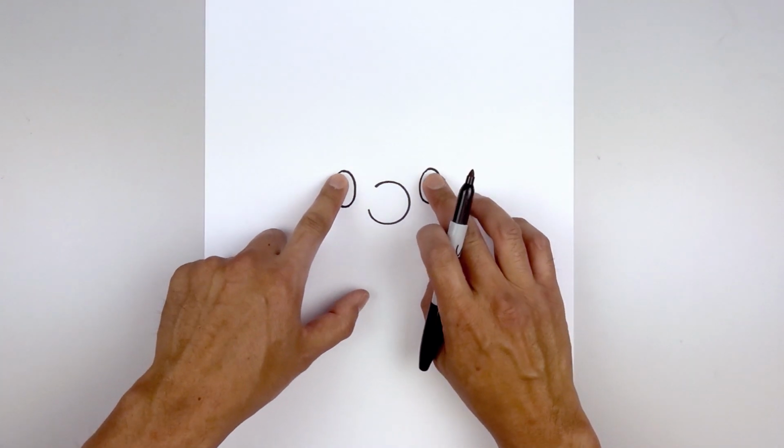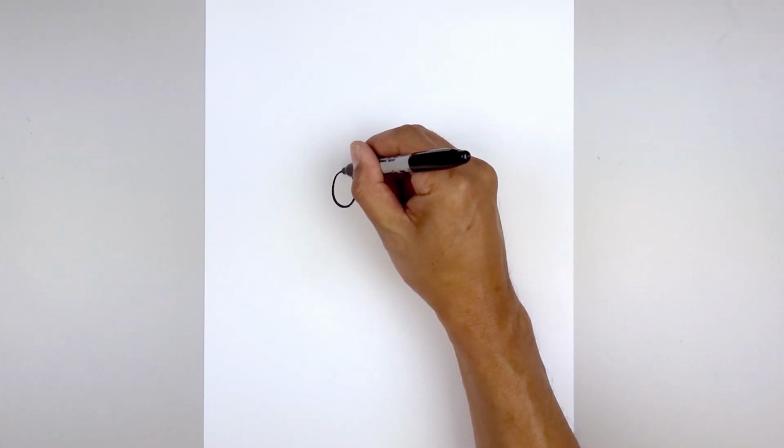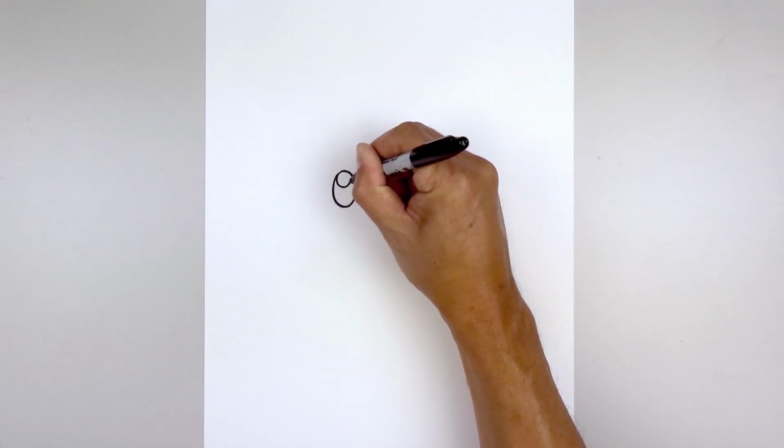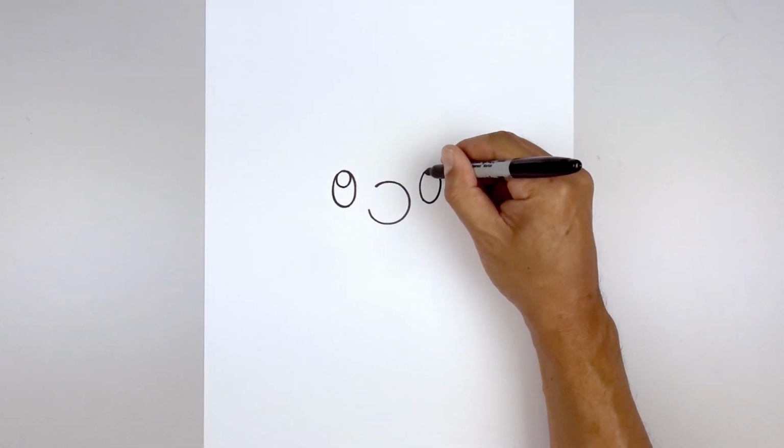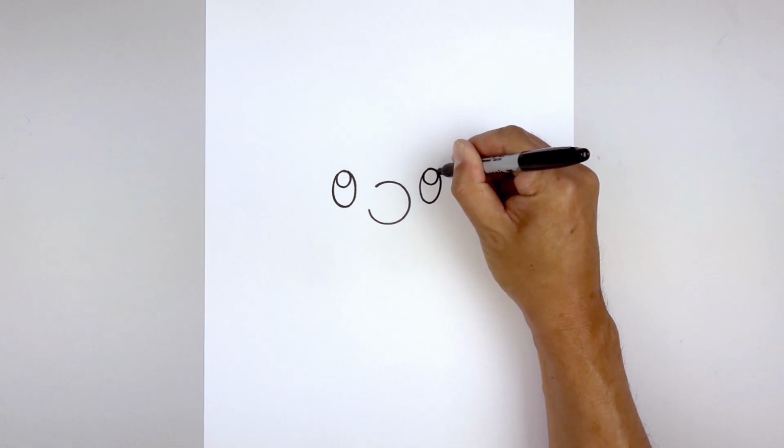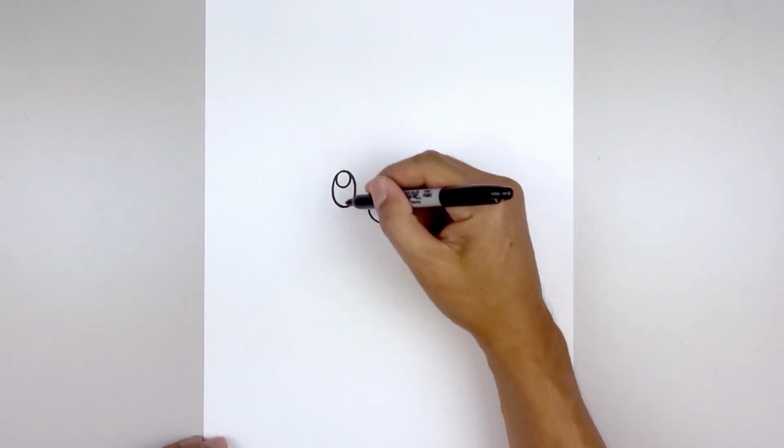Now we're going to add two small circles along the top of the eye for a highlight. So let's start on the left. It's coming around, then back up. And then we'll fill the bottoms of the eyes in black.